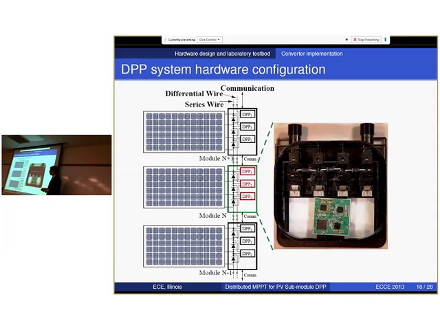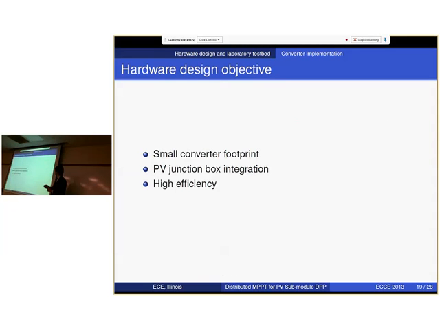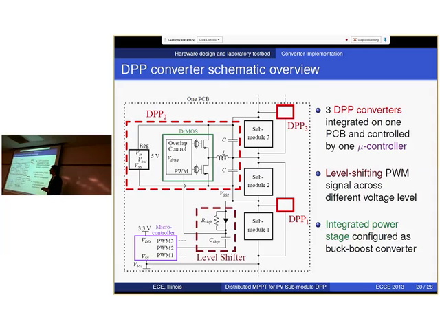To do that, we noticed that these 3 DPP converters are physically very close to each other, and they can be integrated on one printed circuit board and controlled by one microcontroller. So that's exactly what we're doing here. Here is a high-level schematic of our hardware prototype. We can see on one printed circuit board, we have one microcontroller controlling 3 DPP converters.